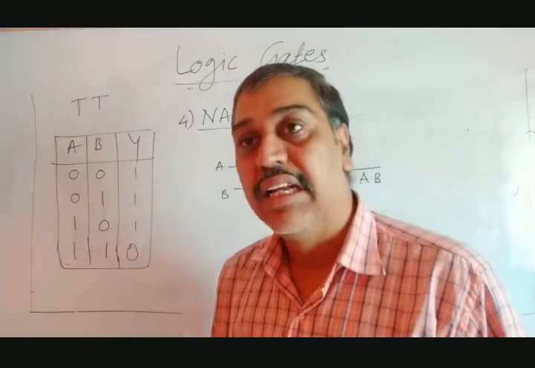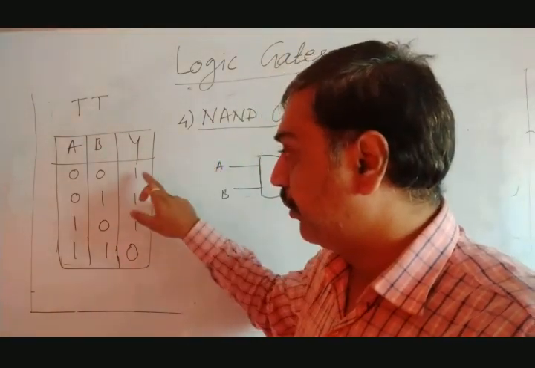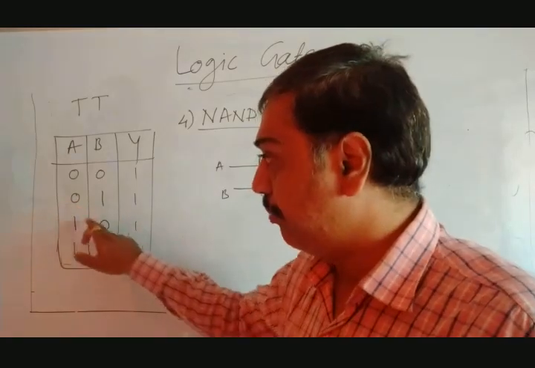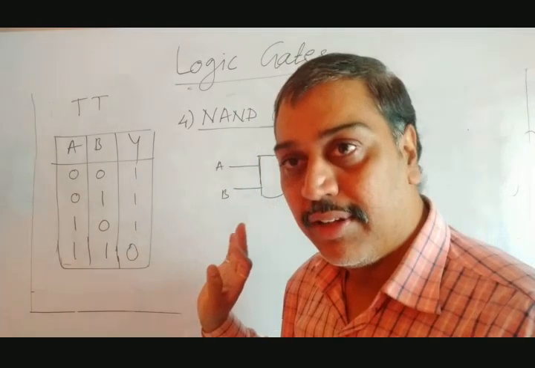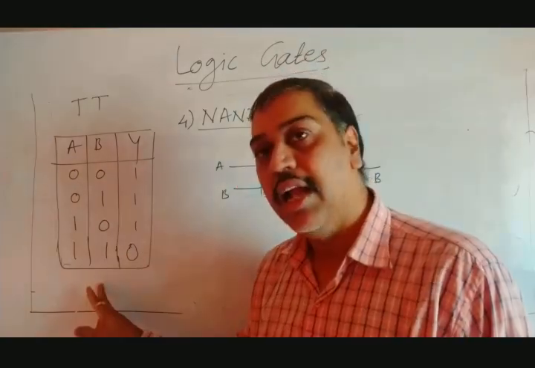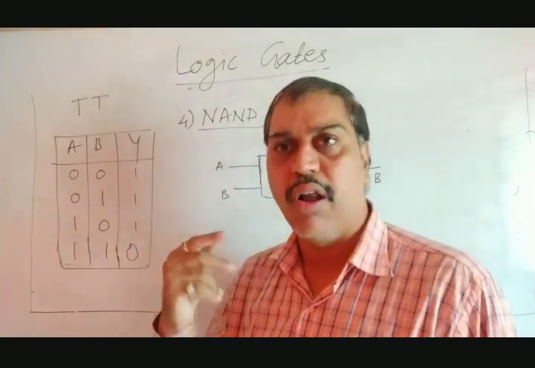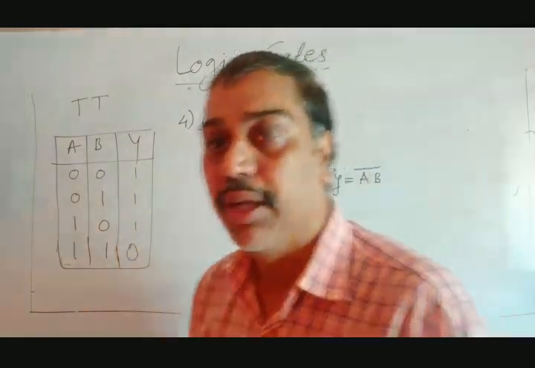In another way, we can say NAND gate is a gate which will give the output high when any one input is low or both the inputs are low. Otherwise, it is best to remember that when both the inputs are high, its output is low. For all other combinations, it will give the output high. So this is the logic of the NAND gate.